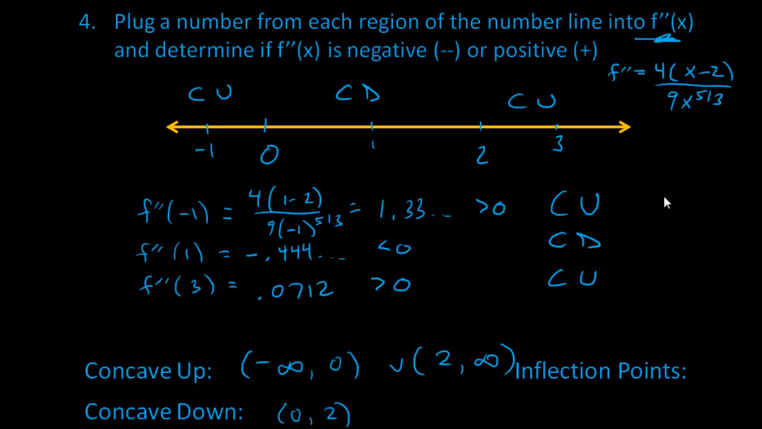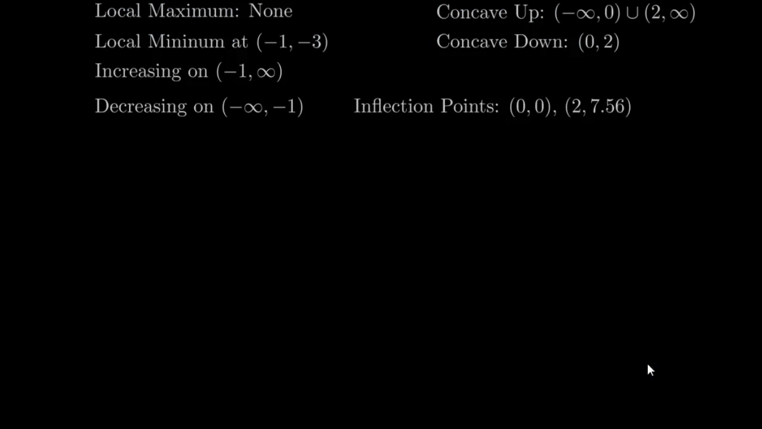Remember that you actually have to be able to be plugged into the original function, because you have to be a point. So this was the original function. Now 0, we change concavity at 0. So when we plug 0 back into the function, we've done this a few times already, we get 0. And our other inflection point is at 2, because if I plug 2 into this, I get 7.56. I trust that you can check that out. I now have all the information I need to sketch the graph.